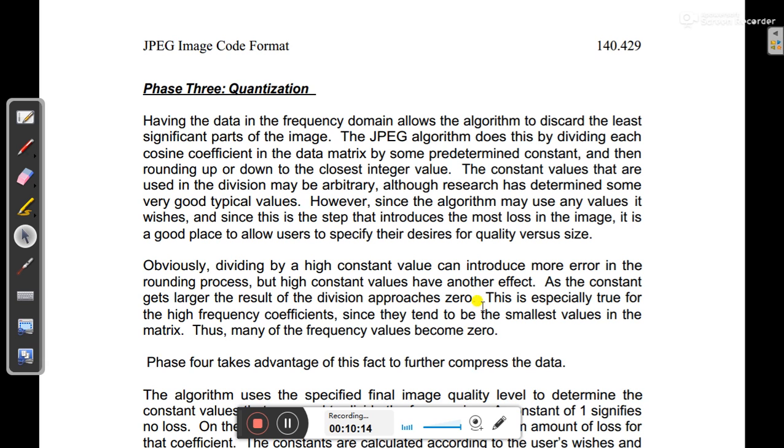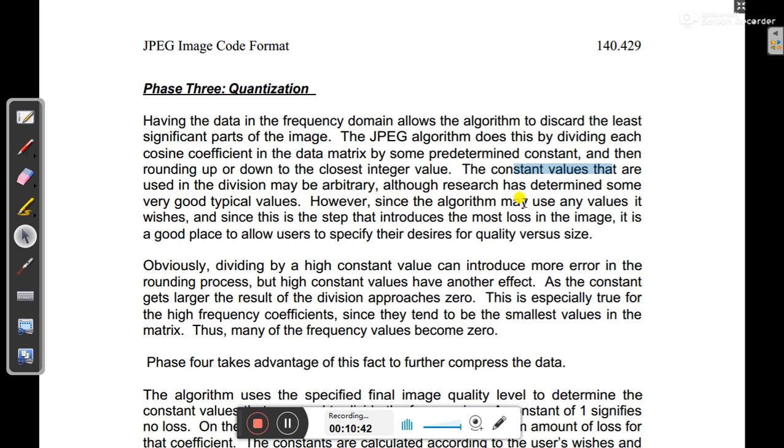So here it is also saying that the JPEG algorithm does this by dividing each cosine coefficient, the frequency domain value of the image in a data matrix, by some predetermined constant, and then rounding up or down to the closest integer value. The constant values that are used in the division may be arbitrary, although research has determined some very good typical values.